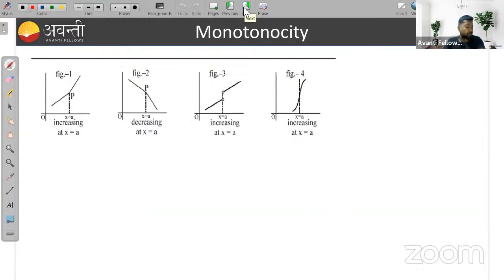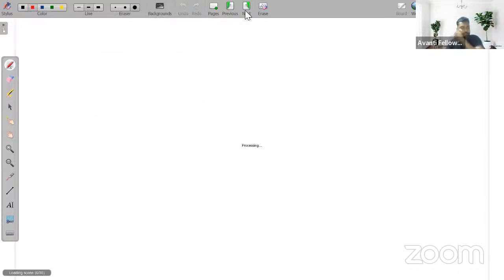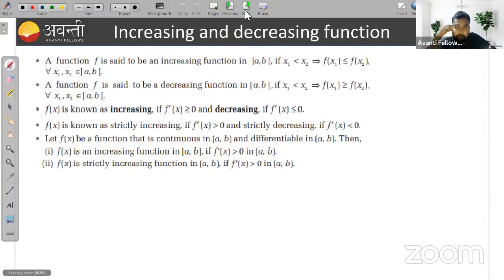Let's understand the concepts in more detail. Suppose you have four figures here. This function is increasing at x is equal to a, and this function is decreasing at x is equal to a, because after that point the function is decreasing. Here also the function is increasing at x is equal to a, and here the function is increasing at x is equal to a. It's very easy. Let's move on.